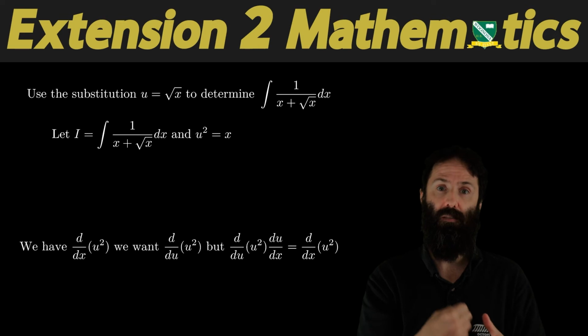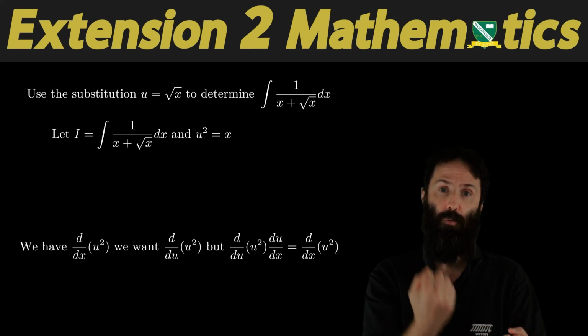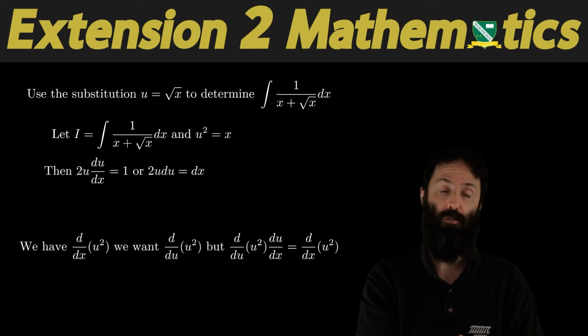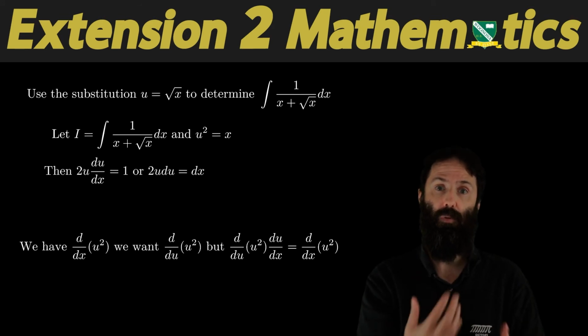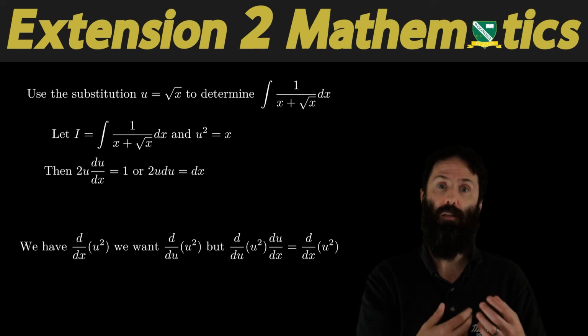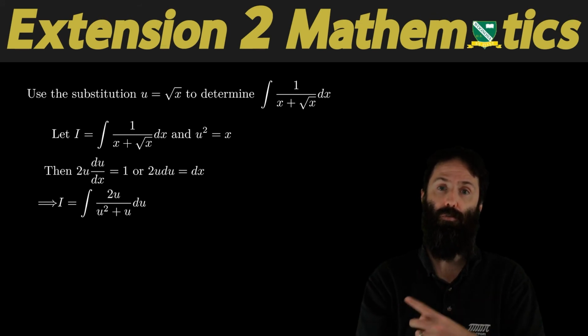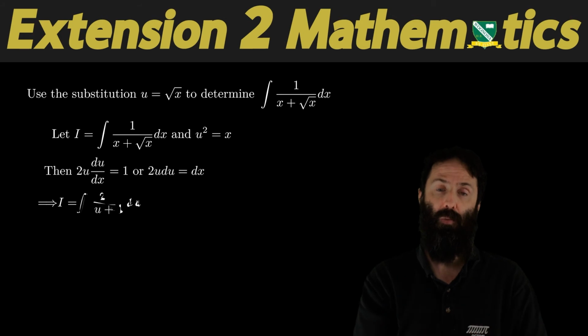So that's how we're going to attack it. We're going to replace d/dx of u squared with d/du of u squared, but we're going to multiply by du/dx. And the derivative of u squared is just 2u, so we get 2u du/dx equals 1, and then with a little bit of rearrangement, we get that 2u du equals dx. And you can see now that that integral collapses down really nicely, and we can solve the problem.